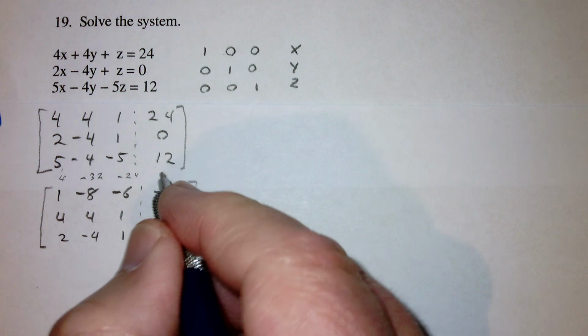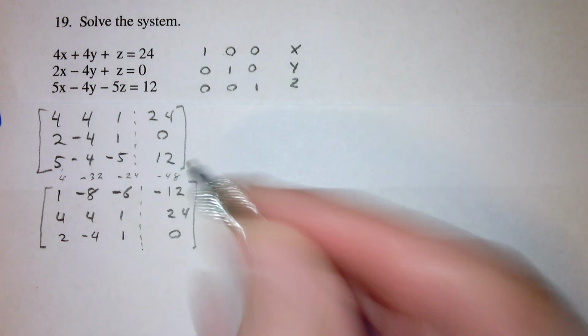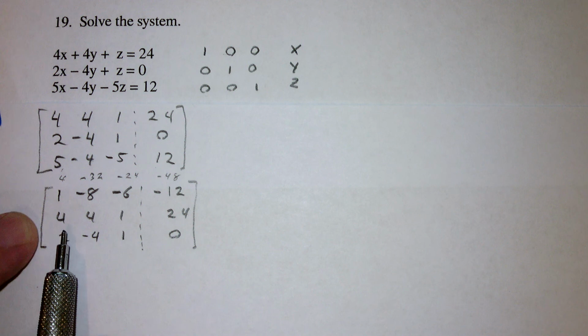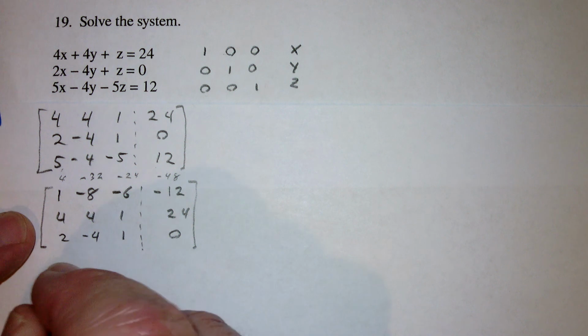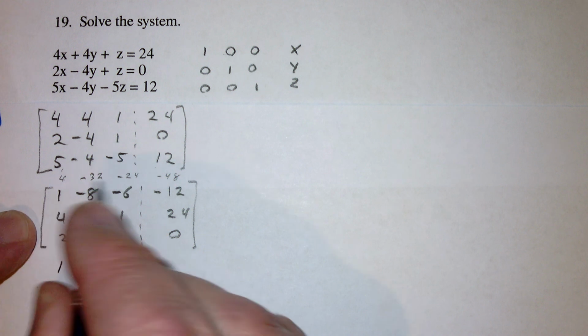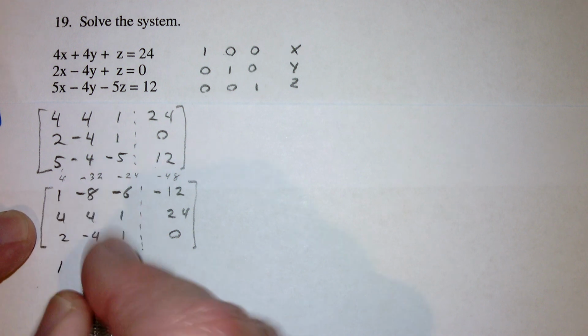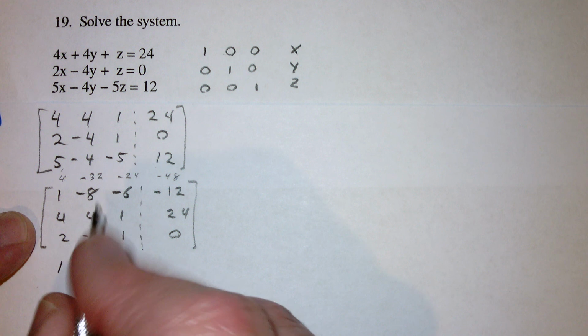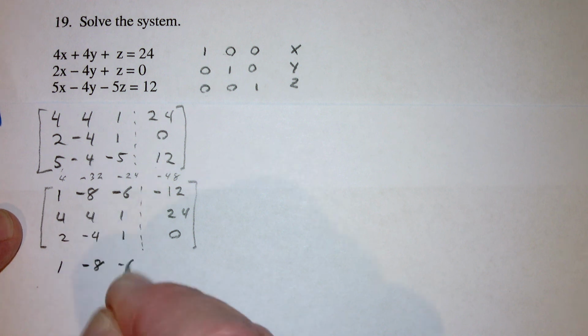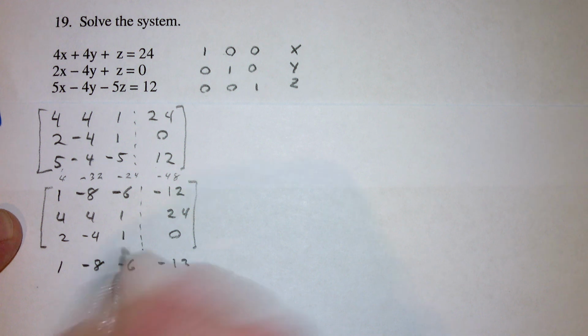And negative 48. Okay? Now, I never said it'd be pretty, but let's just go with it. So now I've got 1, and I'm going to keep this row the same. I'm going to mess it up, but I'm just going to remember that it's multiple by 4 is up here. So here we go, negative 8, negative 6, negative 12.